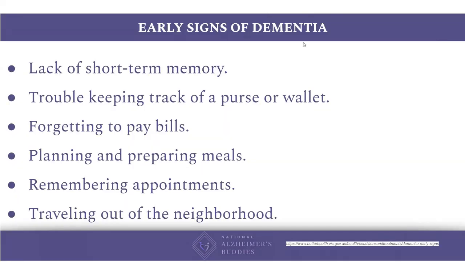Next, we're going to be talking about the early signs of dementia as well as the stages of dementia. These early signs are, but not limited to, some of the quote-unquote daily tasks that people normally do. These can be such as a lack of short-term memory, trouble keeping track of a purse or wallet, forgetting to pay bills, planning and preparing meals, remembering appointments, or traveling outside the neighborhood.